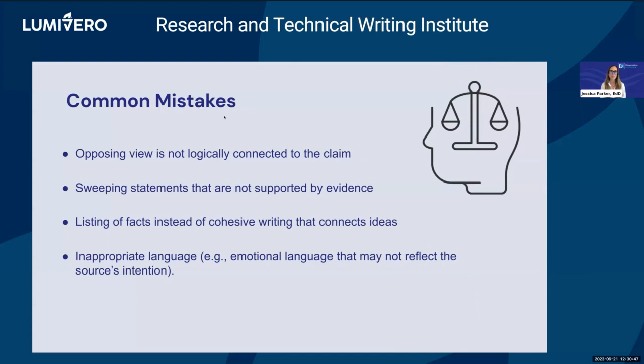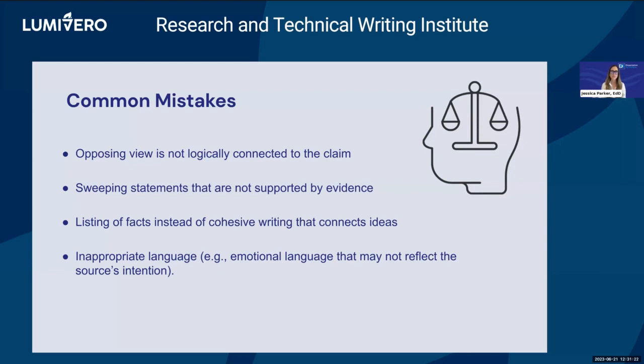And some common mistakes that happen in this process is maybe choosing an opposing view that's not truly connected to the claim. Maybe you're reaching a bit and that logical connection isn't there or obvious to the reader. I'll just say this too, if you find that you're having to make some logical leaps in order to build that connection, but you can indeed build the connection, then that makes it all the more important for you to be very explicit about what that connection is in your writing. That's your job as a writer.